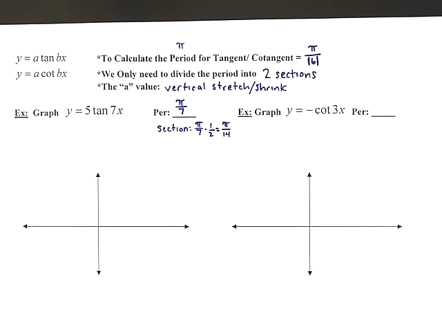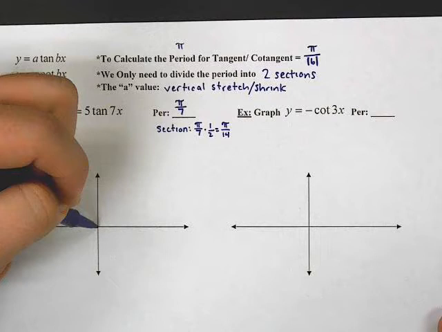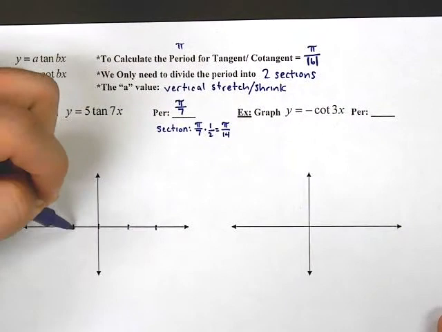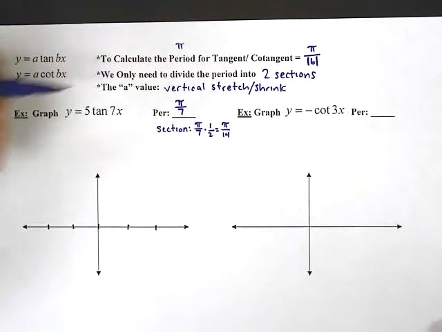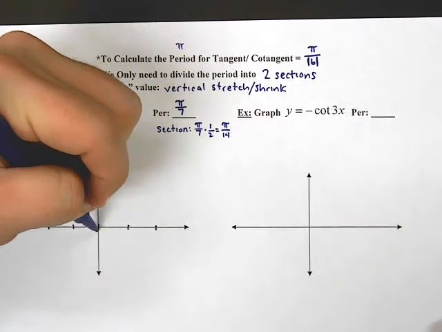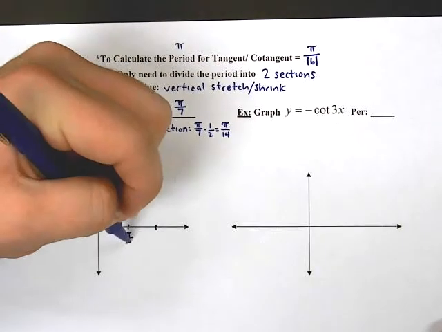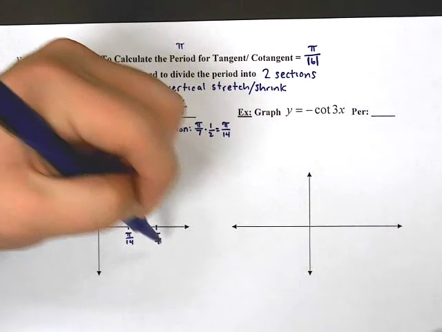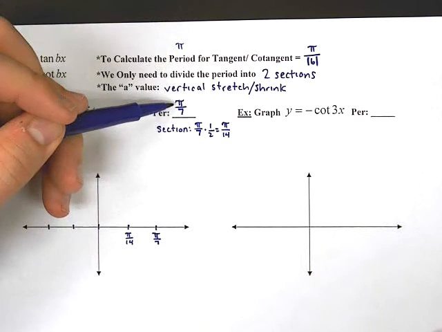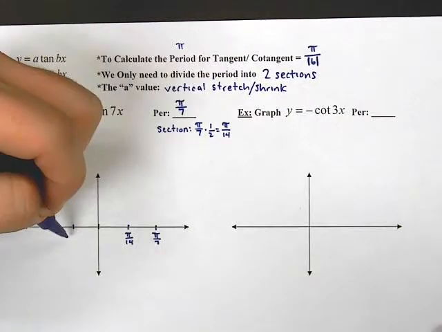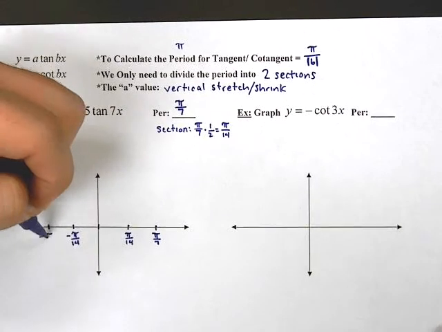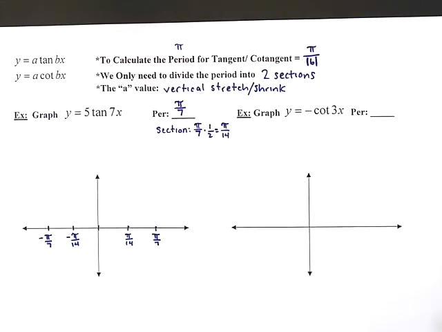And then we still count off by the sections, right? So here's section 1, section 2, section 1, section 2. And we count by the sections. So if this is 0, this is pi over 14. Well, 2 pi over 14 is pi over 7, which is exactly what we wanted, right? That's our period. And then, of course, we go back the other way. Negative pi over 14, negative pi over 7. All right. Okay, we're ready to go.